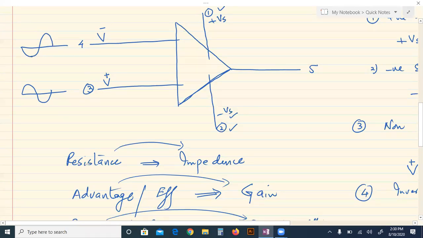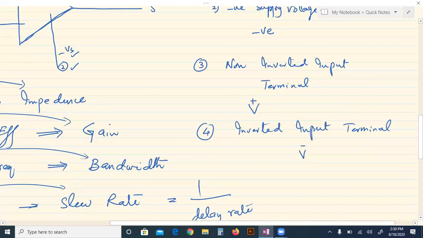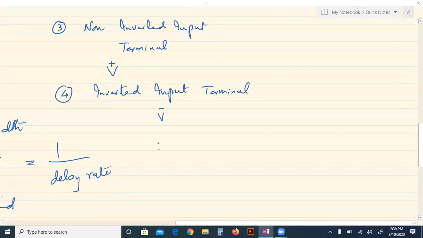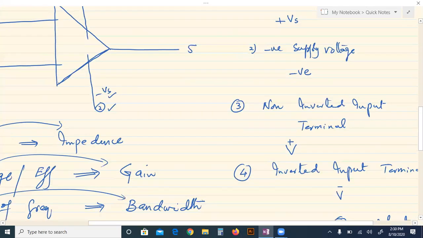Look, 180-degree phase difference. The phase difference of 180 degrees means pi radian. So these two inputs are at an angle of 180-degree phase difference. And this number 5 is called the output voltage terminal, and it is represented by V naught.